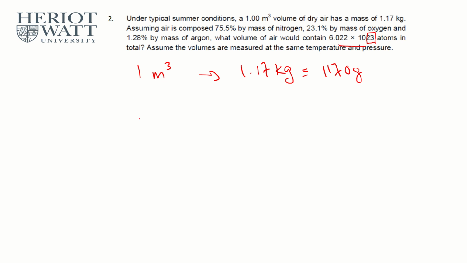In 1 cubic meter, you have this total mass of gases, and the percentages of gases are given here. So how do we know the volume of air that contains 6.022 times 10 to the power of 23 atoms? First, we need to find out in 1 cubic meter of air how many atoms there are.